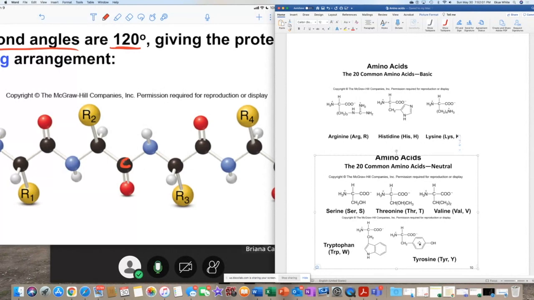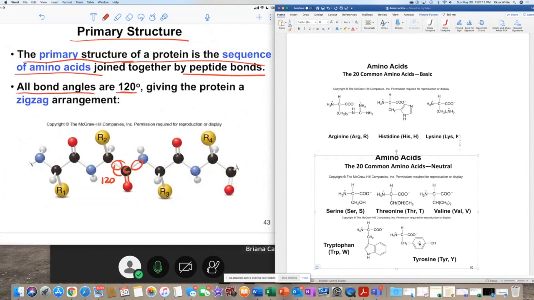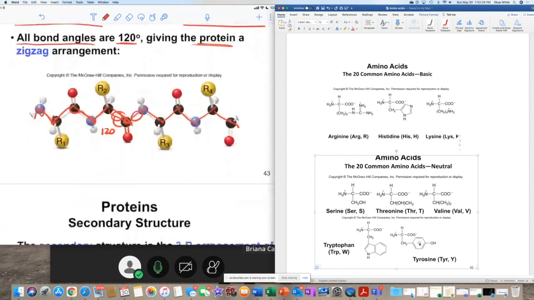This is a carboxyl carbon. It has a double bond here, so we have 3 electron groups. For that reason, the bond angle here is 120. They're referring to that. Okay. So because of that, your primary protein has a zigzag arrangement. It looks like this: zigzag, zigzag, zigzag, NCC, zigzag, NCC, zigzag. The central atoms have that zigzag arrangement.